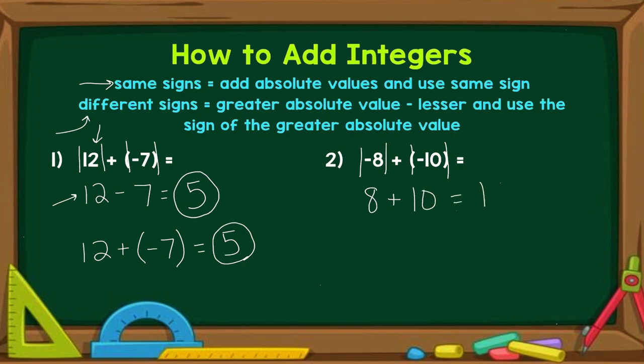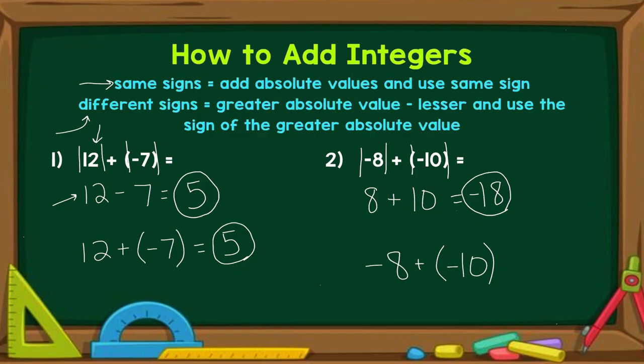8 plus 10 is 18. We use the same sign from the original problem, which those are negatives there. So our answer is negative. Final answer, negative 18. Now, if we were to think through this, we can think that we are starting at negative 8. So let me rewrite here. Negative 8 plus negative 10.